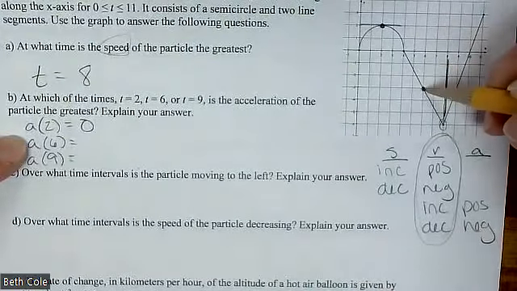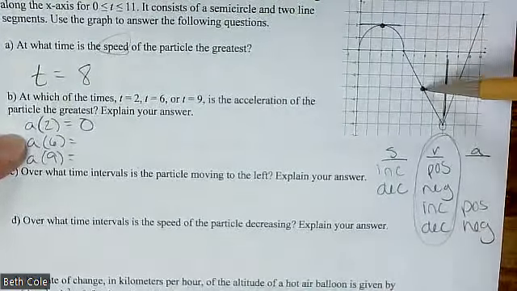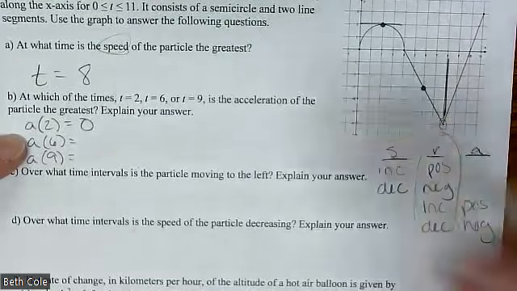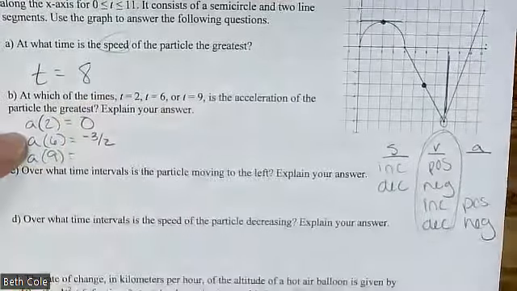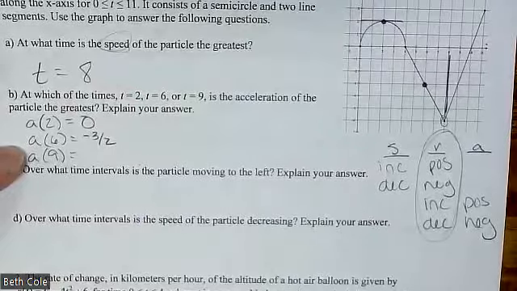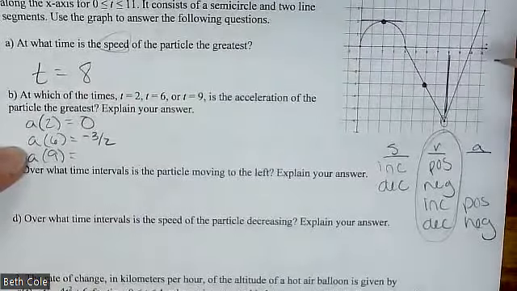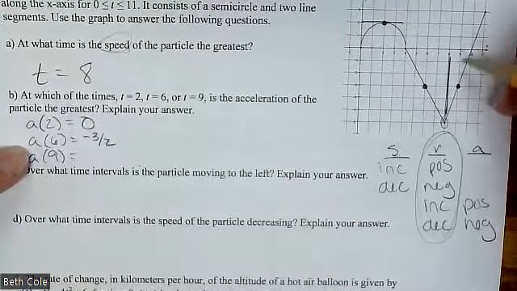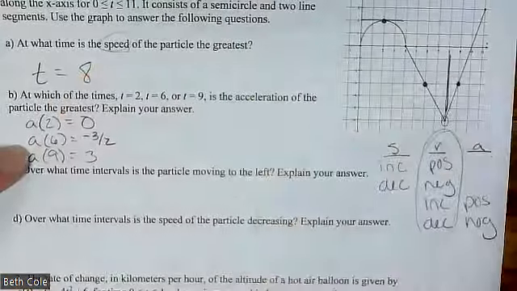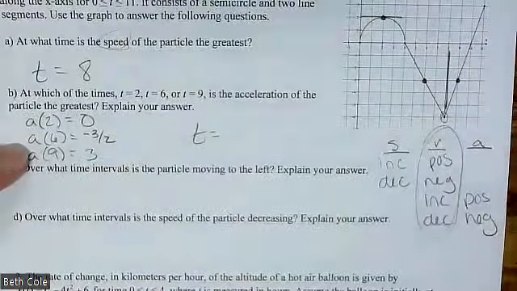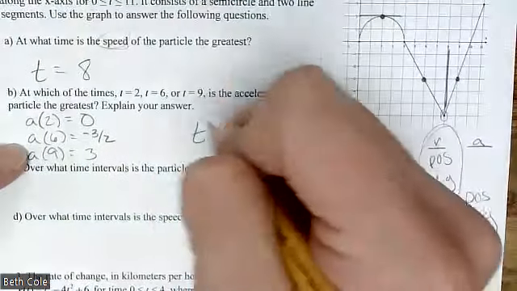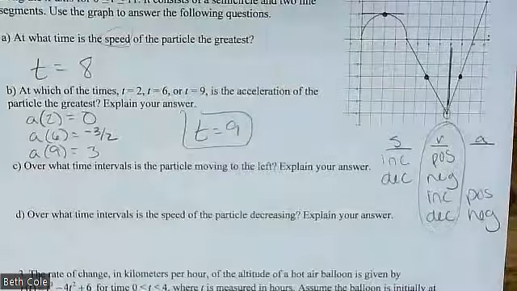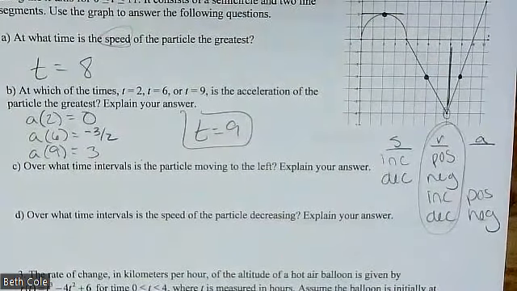At 6, count the little boxes like Algebra 1 style. Yep, -3, the halves, good. Thank you for not saying 2s. All right, and then at 9, what is the slope of that part? Yeah, 3. So at what time is the acceleration the greatest? At 9. And this is your justification. You tested them all and you just saw which one was the biggest.